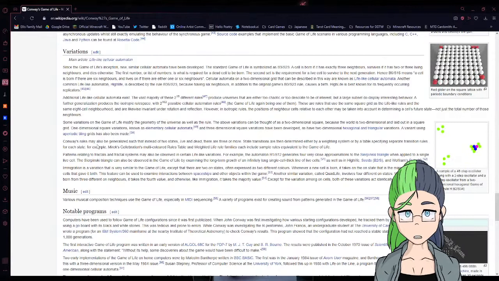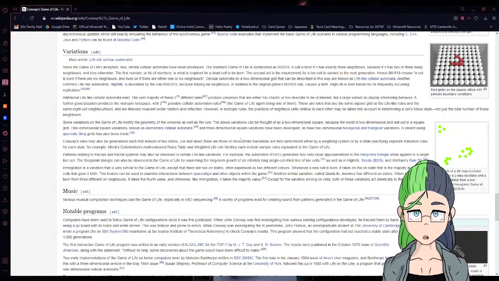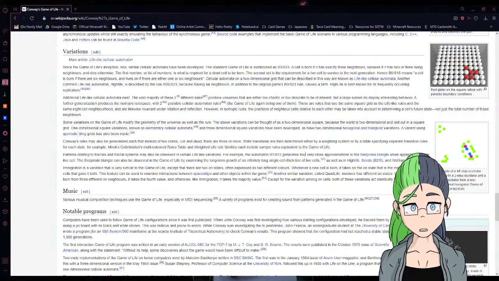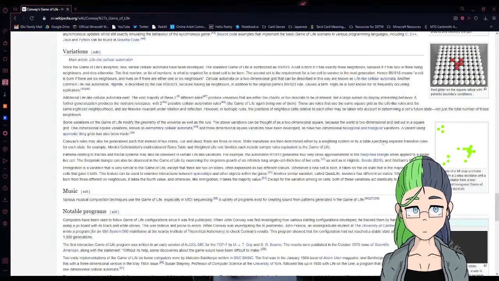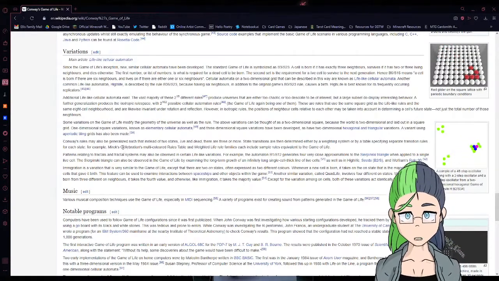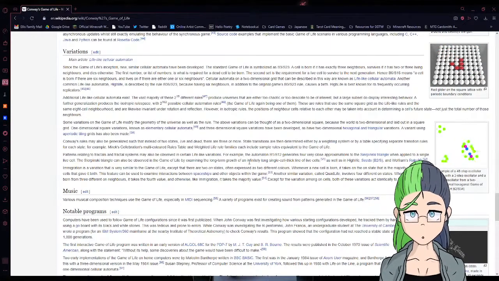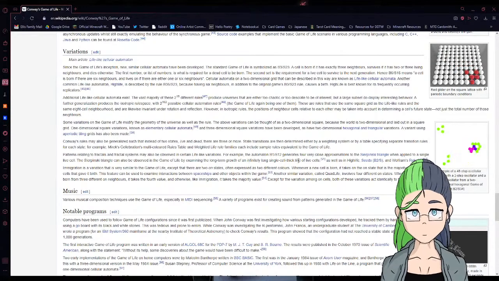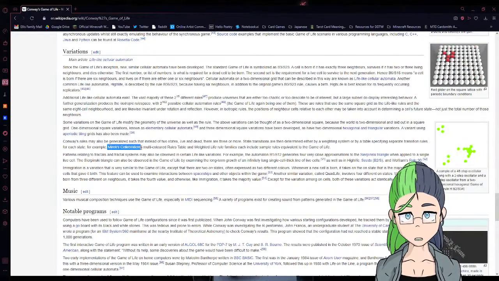Conway's rules may also be generalized such that instead of two states, life and dead, there are three or more. State transitions are then determined by either weighing a system or a table specifying separate transition rules for each state. Example: Mirek's Cellebration's multicolor rules table and weighted life rule families include simple rules equivalent to the Game of Life. What is Mirek's Cellebration?